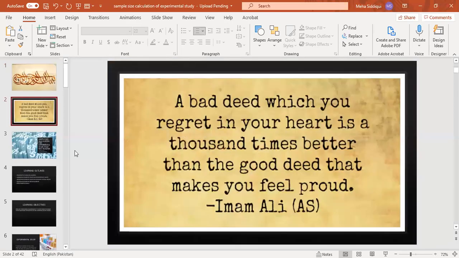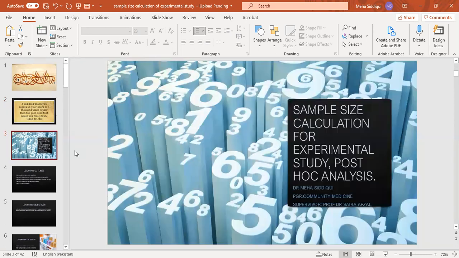Bismillahirrahmanirrahim. Quote of the day: A bad deed which you regret in your heart is 1,000 times better than the good deed that makes you feel proud. Today, the topic of my presentation is sample size calculation for experimental study and post hoc analysis.